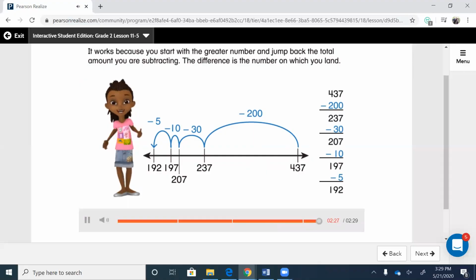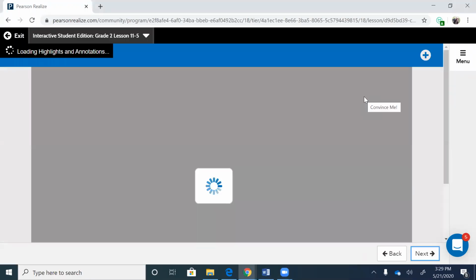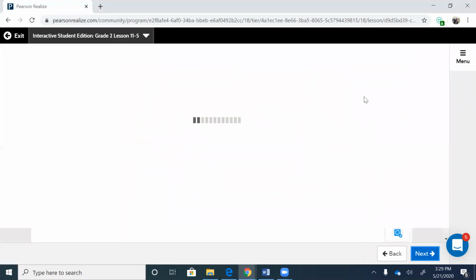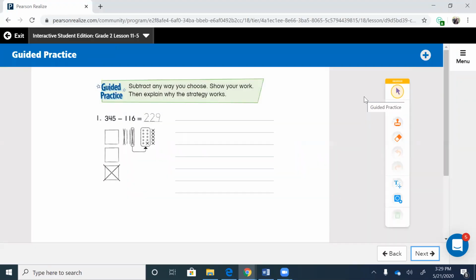Good job subtracting. All right, now it's time to practice. So we've been using mental math, the open number line, and drawing to figure out our subtraction problems. All right, this one is already done for us. It says to explain why the strategy works.